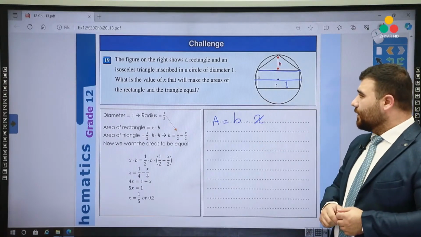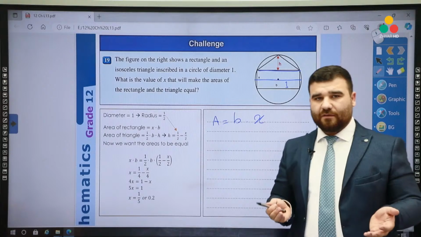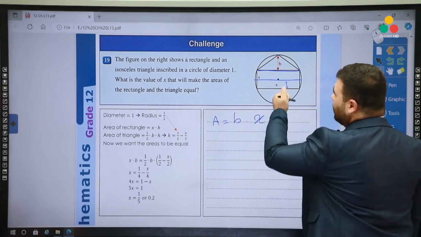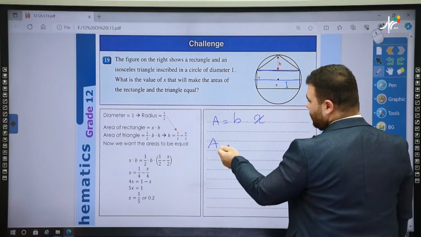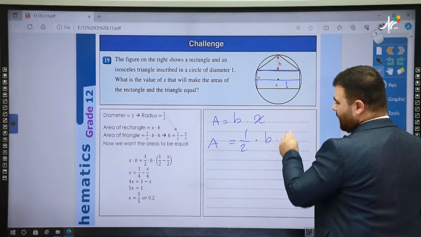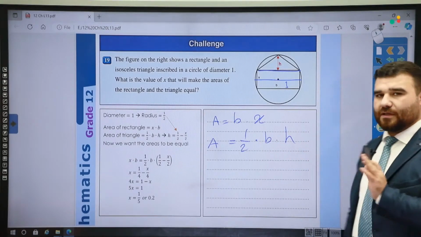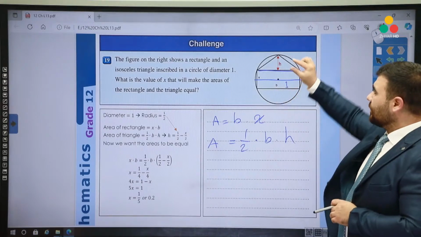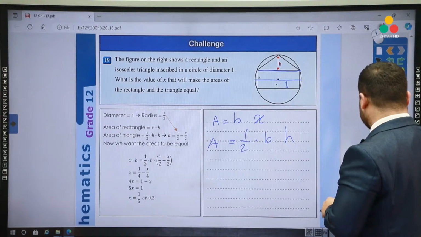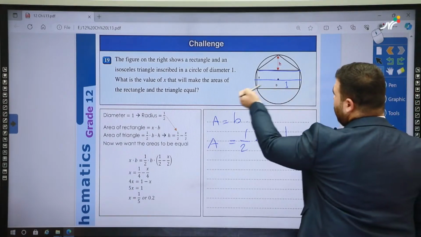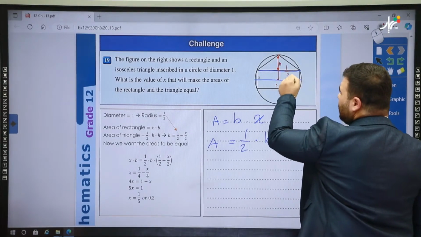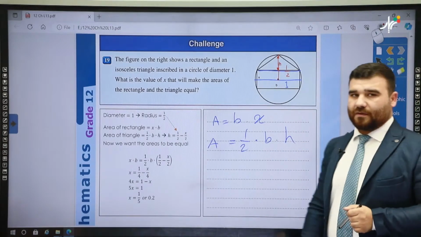Area of triangle. For such questions, we just begin with what we have, then we think about what we do. The area of a triangle is 1/2 times base times height. That's the area of a triangle in general. For this triangle, to find this height, if the diameter is 1, it means the radius is 1/2, or 0.5, from circumference to center.